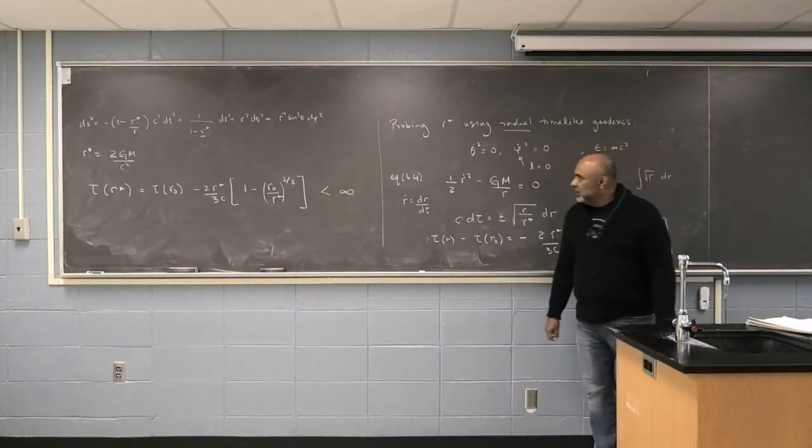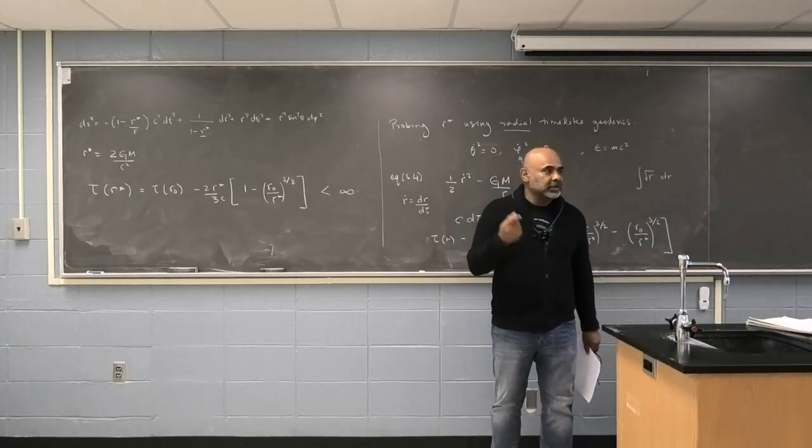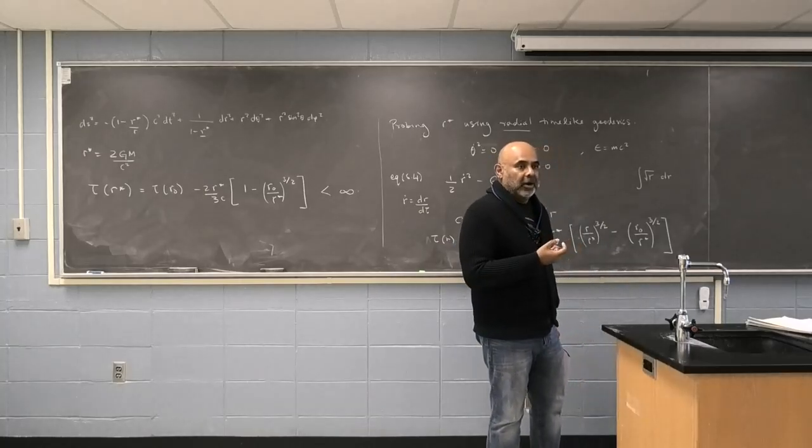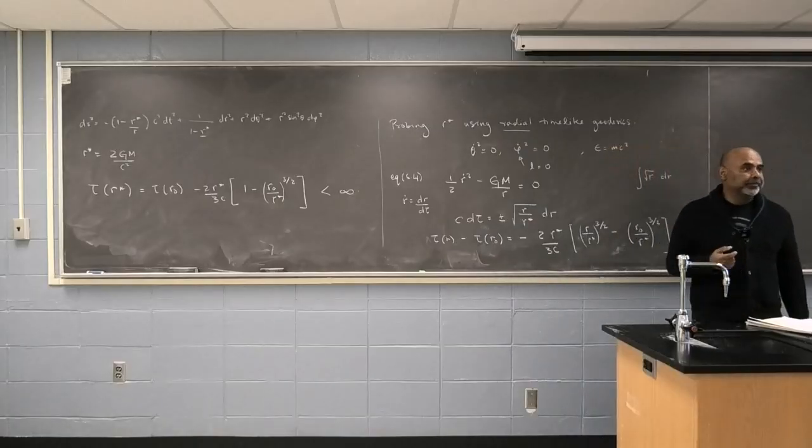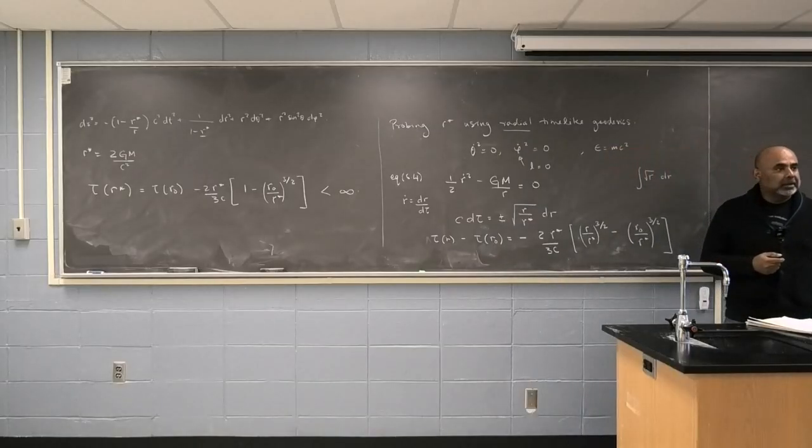So, you know, I stand 100 meters away from R star and drop it. And when it hits R star, I don't know if I'll know about it, but might be 10 seconds. It's a finite number. Yeah? All right.